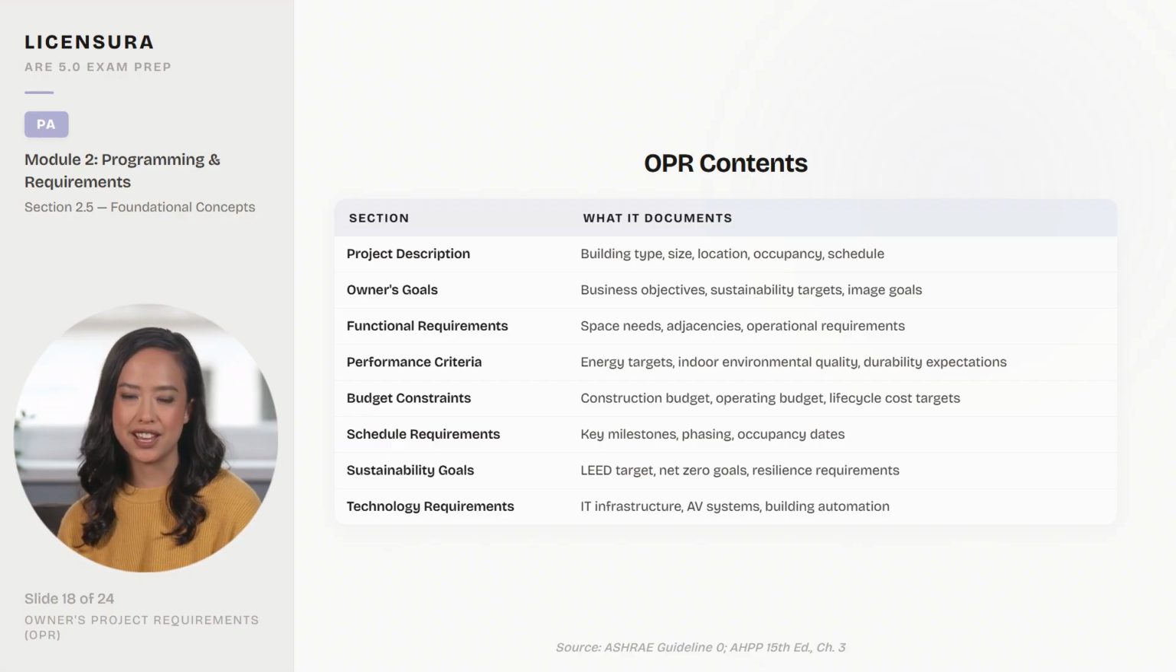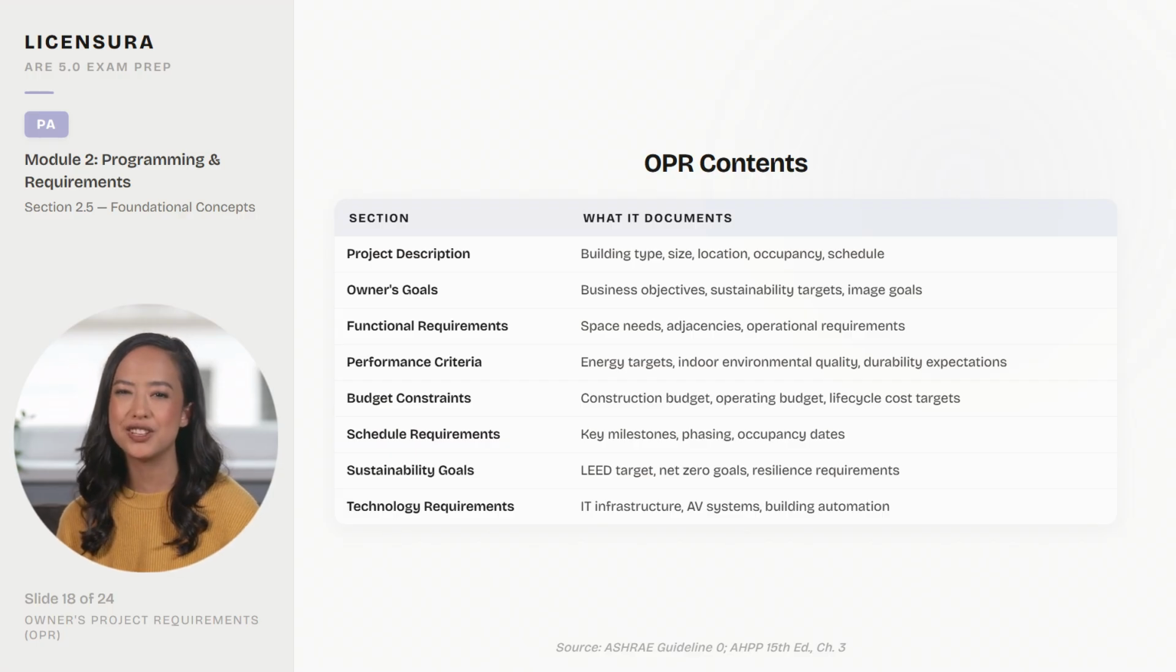Schedule requirements pin down milestones. Sustainability goals may include LEED targets or net zero aspirations. And technology requirements cover everything from IT infrastructure to building automation. The OPR drives design decisions.